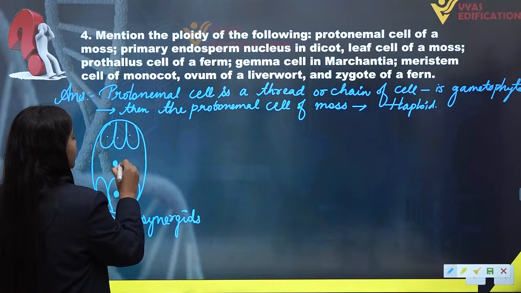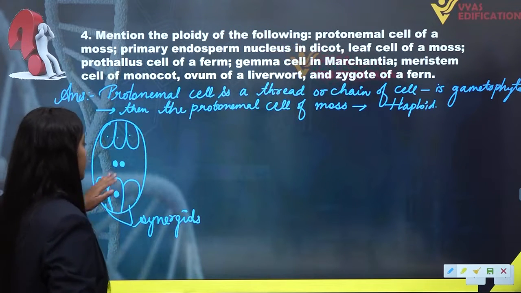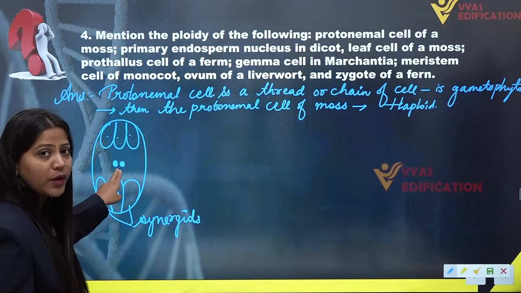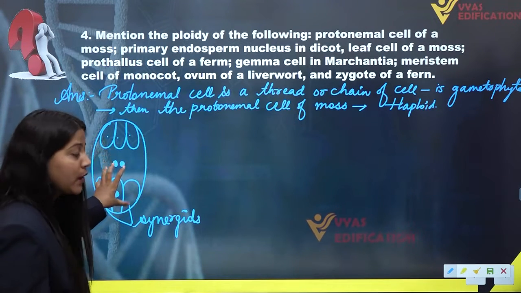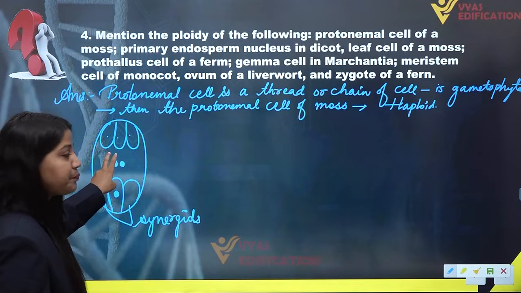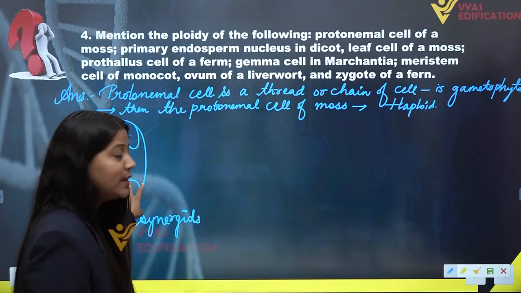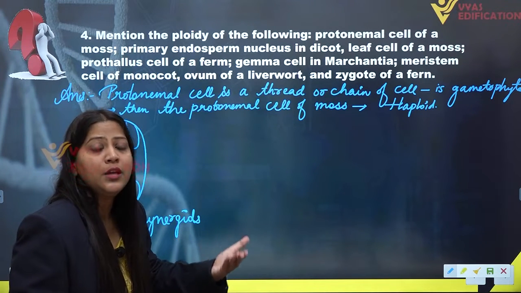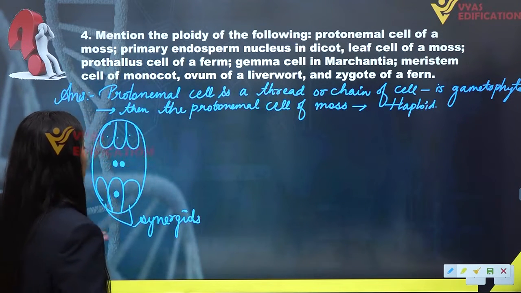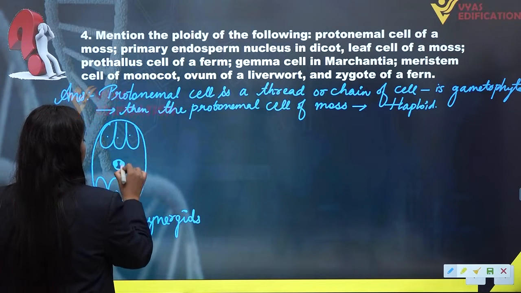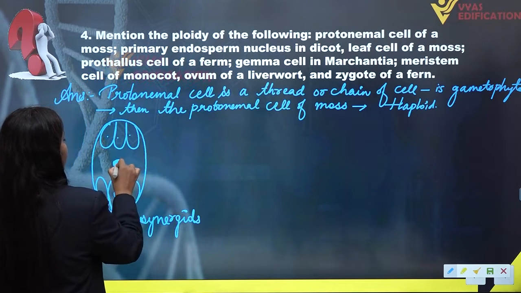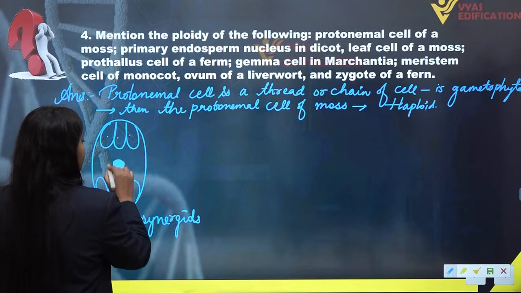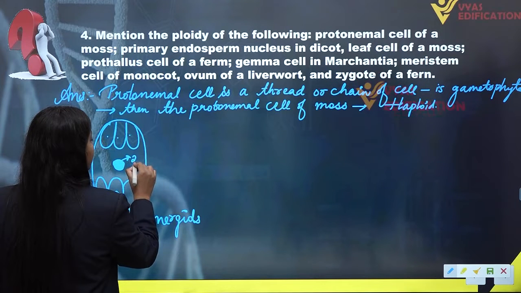Now, in the center of this embryo sac we have 2 nuclei present. These 2 nuclei in the center are known as the central cell of the embryo sac, and they are called polar nuclei. These polar nuclei fuse together to form a secondary nucleus. Let's suppose they have fused like this and formed the secondary nucleus. Now the ploidy level of this nucleus will be 2n.